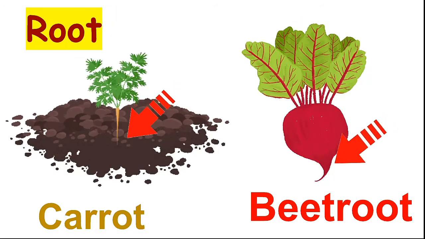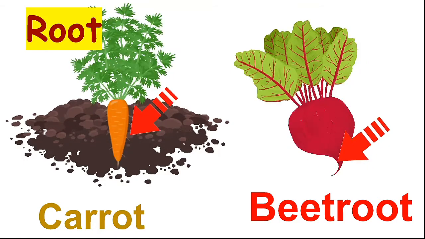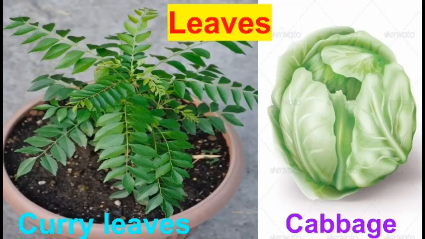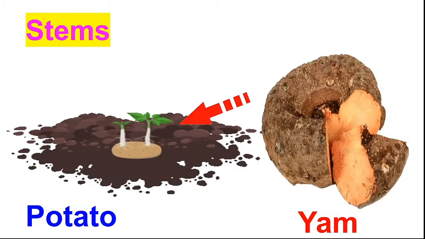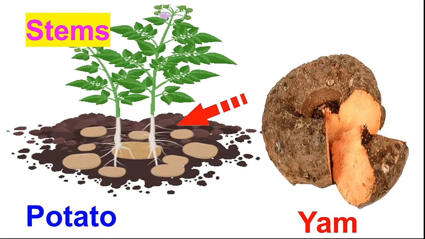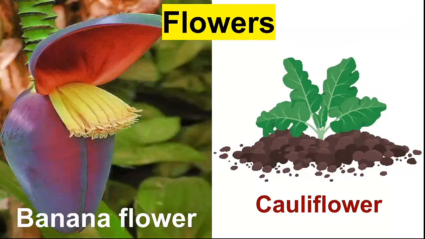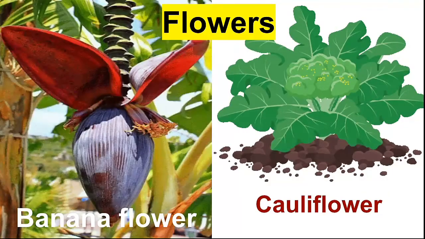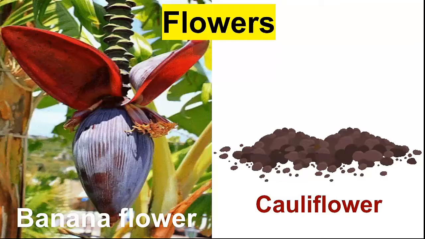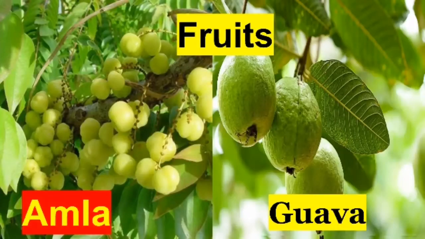First, root. Carrot and beetroot are the examples of root. Next, leaves. Curry leaves and cabbage are the examples for leaves. Next, potato and yam are the examples for stems. And flowers. Banana flower and cauliflower are the examples for flowers. The last one, fruits, amla and guava. So these are the examples of fruits.